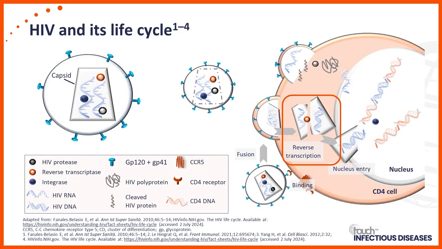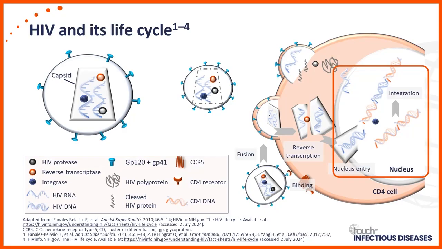Fusion releases the viral core, in which the viral RNA is packaged, into the cytoplasm. So this core transforms into a small factory, so to speak, where cellular components help the viral enzyme, the reverse transcriptase, to copy the single-strand viral RNA into double-strand DNA. This process is very unique and an excellent target for drugs.